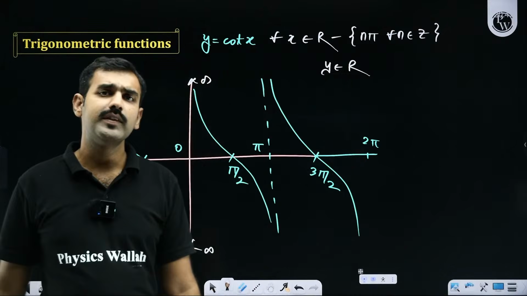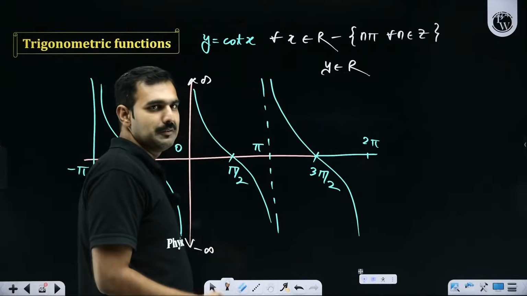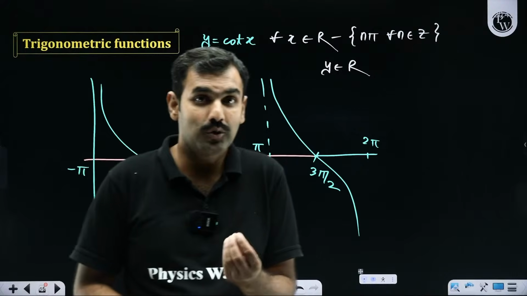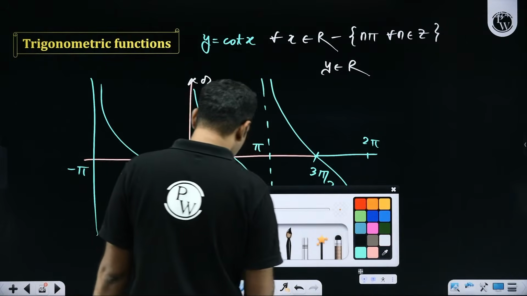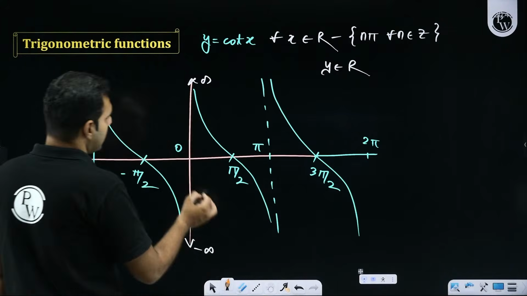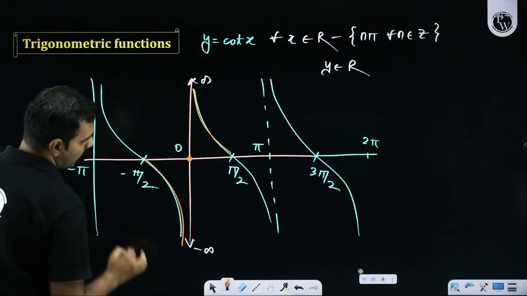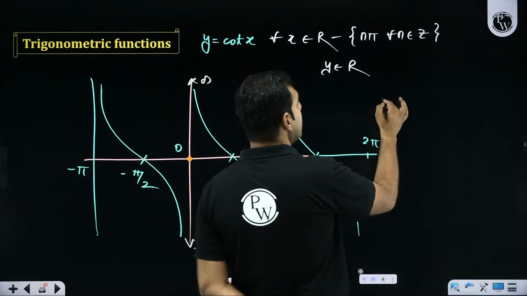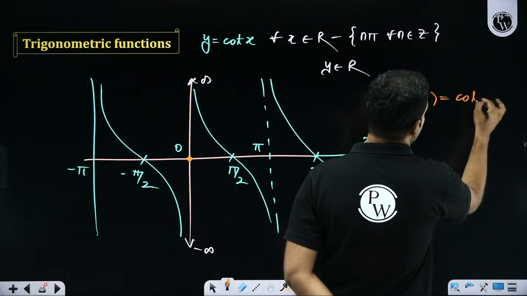What about odd or even, students? Is it an odd function or an even function? Can you help me with that? What is cot? 1 upon tan. Tan was odd, so cot will be odd. Don't you think so? Logically. What did I just say? I said a very straightforward, direct fact that with respect to origin, it is symmetrical in the opposite quadrants. Don't you see this? So cot is like tan, an odd function. So cot of minus x will be minus cot x.